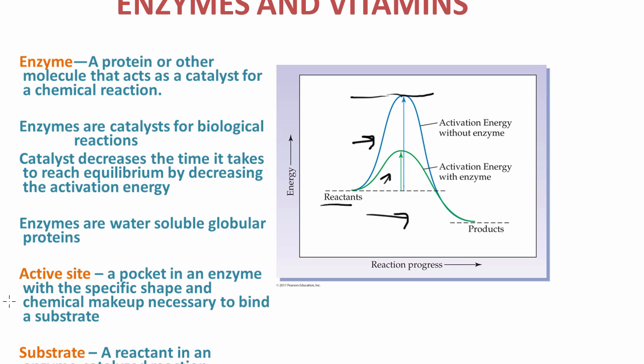So let's do a few definitions here first. An enzyme is a protein or other molecule that acts as a catalyst for a chemical reaction. Enzymes are catalysts for biological reactions. A catalyst will decrease the time it takes to reach equilibrium by decreasing the activation energy. And biological enzymes tend to be water-soluble globular proteins. That's because they have to travel through the aqueous body fluids.